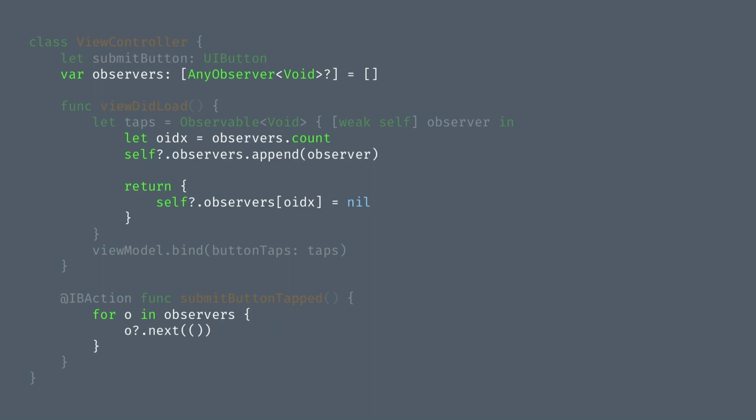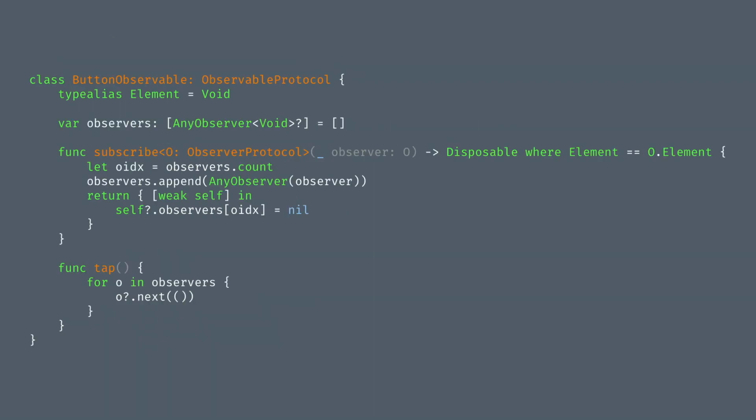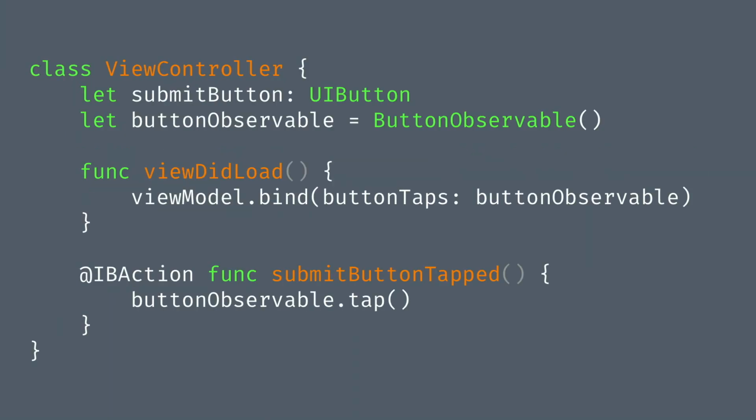But of course, you don't want to have this stuff in the view controller, so we can get it out of there and just create a new kind of observable called ButtonObservable, where we have all the stuff about keeping track of the observers. And whenever tap is called on ButtonObservable, we call next. And then the view controller already looks a lot nicer. We just have to keep this ButtonObservable here, pass it to the view model, and whenever a button is tapped, we call tap on the ButtonObservable.